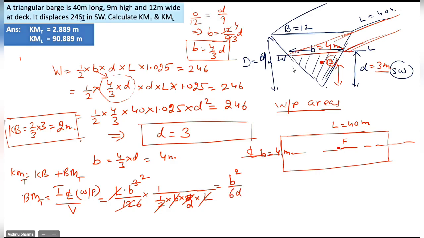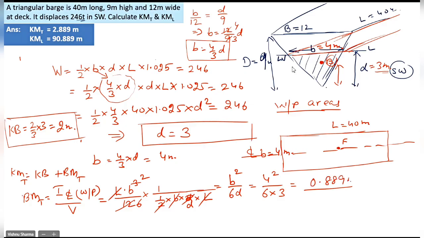This was another formula you were asked to mug up in phase 1. You remember? Yes or no? Yes, sir. For a triangular barge, BMT was b square upon 6d, where b was at the water line. Correct? So in this case, it will be 4 square by 6 into 3, the draft, and you'll get the BMT here. I am sure this BMT you will be getting as 0.889 meters.